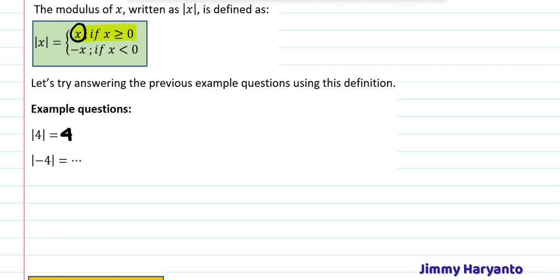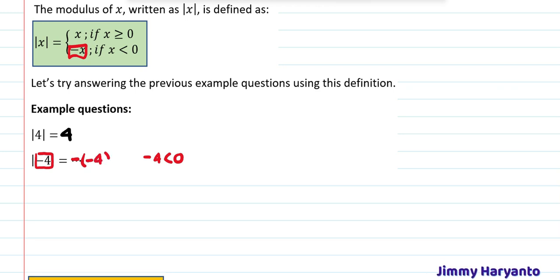But for the second one, the number is -4, and -4 is less than 0. We can conclude that -4 is less than 0, right? That means the result will be negative x. So negative, open brackets, x itself, and x itself is -4. So the result will be equal to 4. Okay, so this definition will be useful if you have a complex question on the modulus function later, or maybe the modulus equation later.